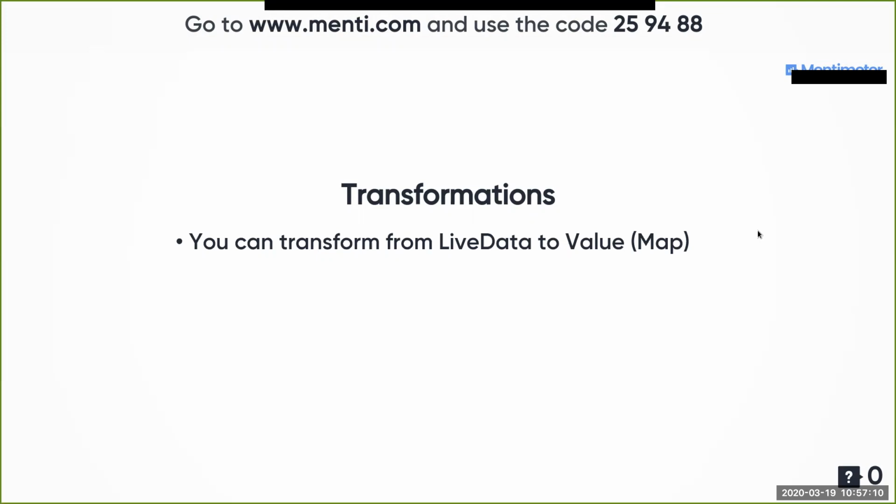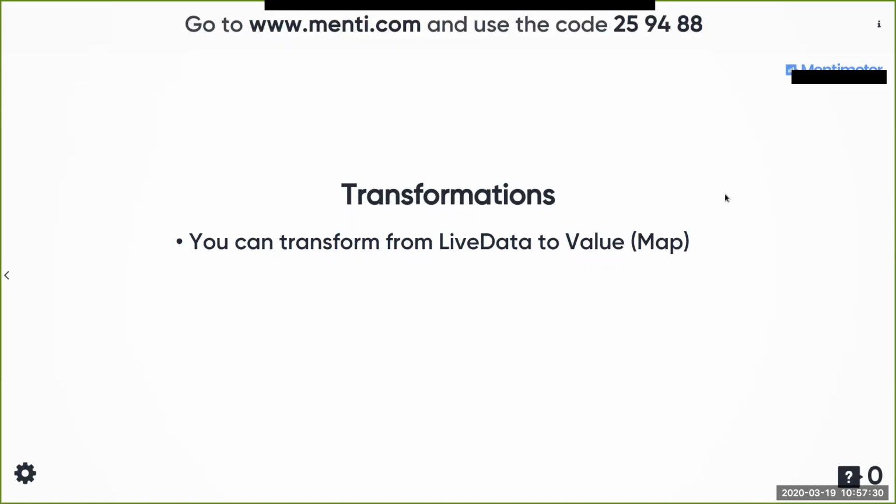And say if you have a couple of those transformations going, you can just change your UI from which of those it subscribes to. So for example, if you want to have Norwegian, you can subscribe to the Norwegian live data. If not, you can subscribe to the Canadian one or the Australian one or some other currency. And you can just use that transformation to do it.